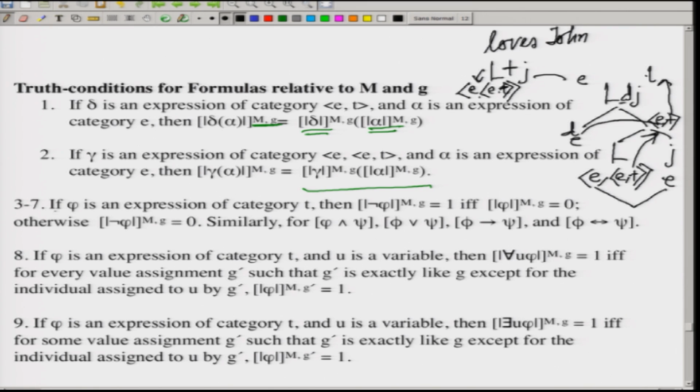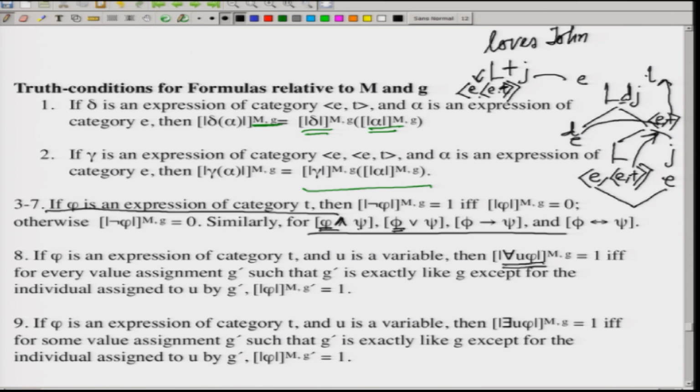If phi is an expression, I am reading these rules, if phi is an expression of category T, then the value of neg phi is 1 if and only if the value of phi is 0, because it is negation. Similarly, for these things we know that this will be 1 if and only if both phi and psi are 1, here either phi or psi is 1 and all that stuff, we know all these things. Now, it is like the old system. If phi is an expression of category T and u is a variable, then all u phi with respect to M, g is 1.